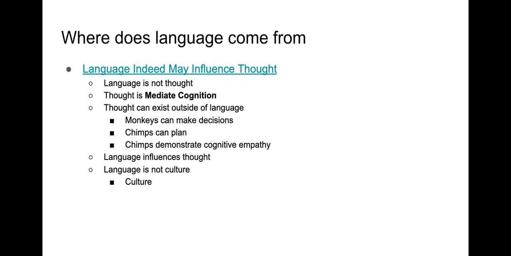So back to where does language come from? So indeed, language may influence thought, right? Thought is not language. Thought is mediated cognition. And mediated cognition, remember I said, is things like episodic memory, for example. Monkeys can demonstrate mediated cognition. Monkeys can make decisions. Chimpanzees can plan. Chimpanzees can demonstrate cognitive empathy. There are research studies, and they're cited in this article that speak to that.